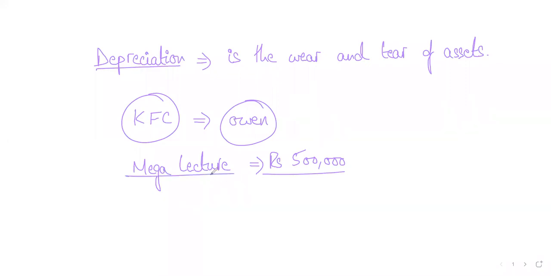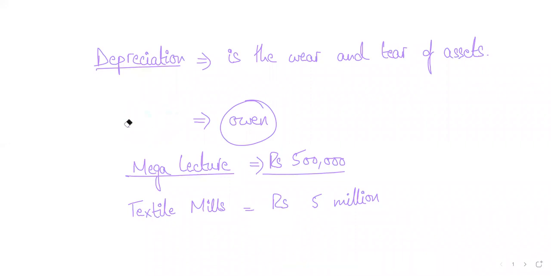Similarly, Mega Lecture is one business. There were other businesses, let's say textile mills. Textile mills in Pakistan replaced some of their older machinery with newer machinery, and that cost them, let's say, 5 million rupees, or whatever it is. So if we calculate all the depreciation that took place in all the different businesses of Pakistan, that would be the total depreciation of the country. So when you subtract depreciation from gross domestic product, you will get net domestic product.